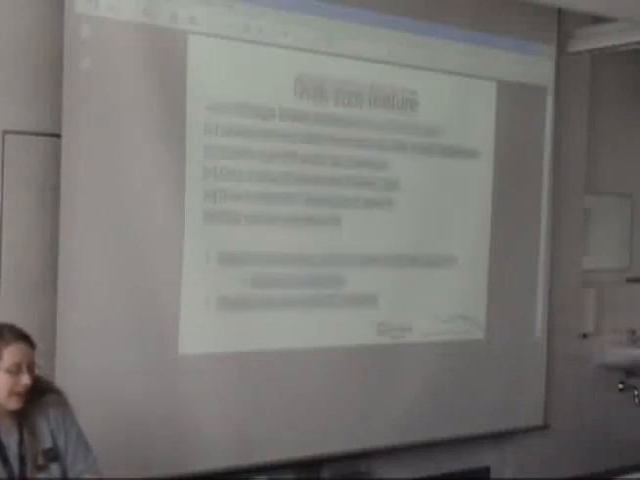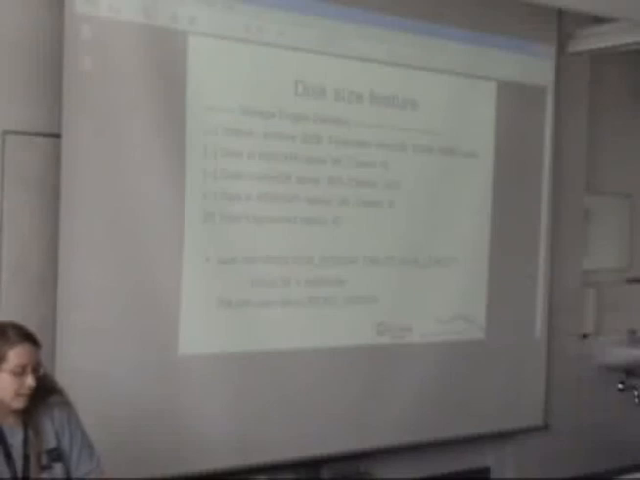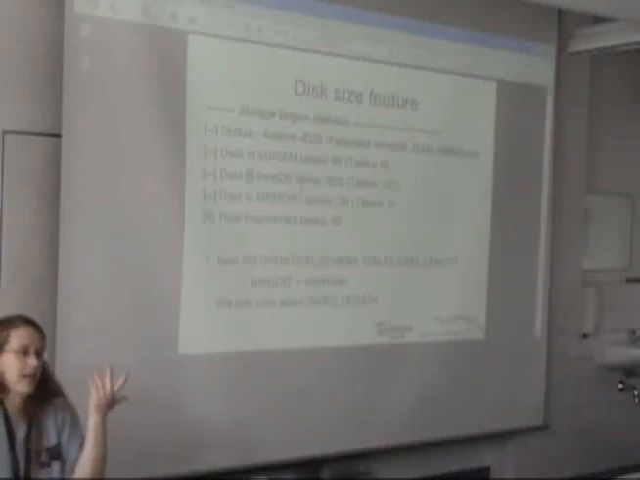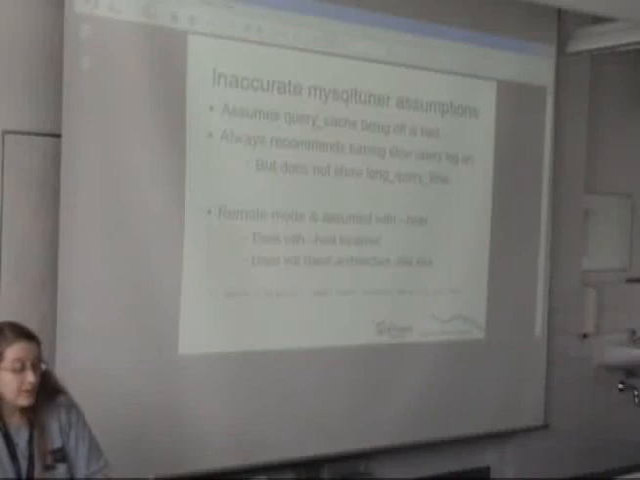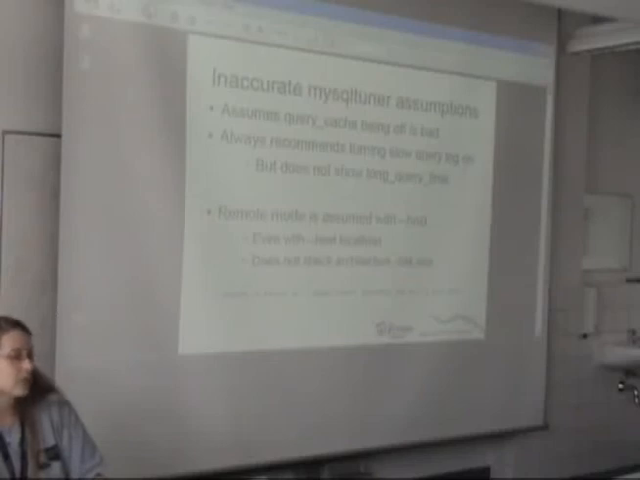We also care about the index length, which on an 89 gigabyte table, you probably have like a 30 gigabyte index file at least. You could have a 100 gigabyte index file, depending how many indexes you have. So there are some inaccurate assumptions. It assumes the query cache being off is bad. It always recommends turning the slow query log on, but it doesn't actually show you long query times.